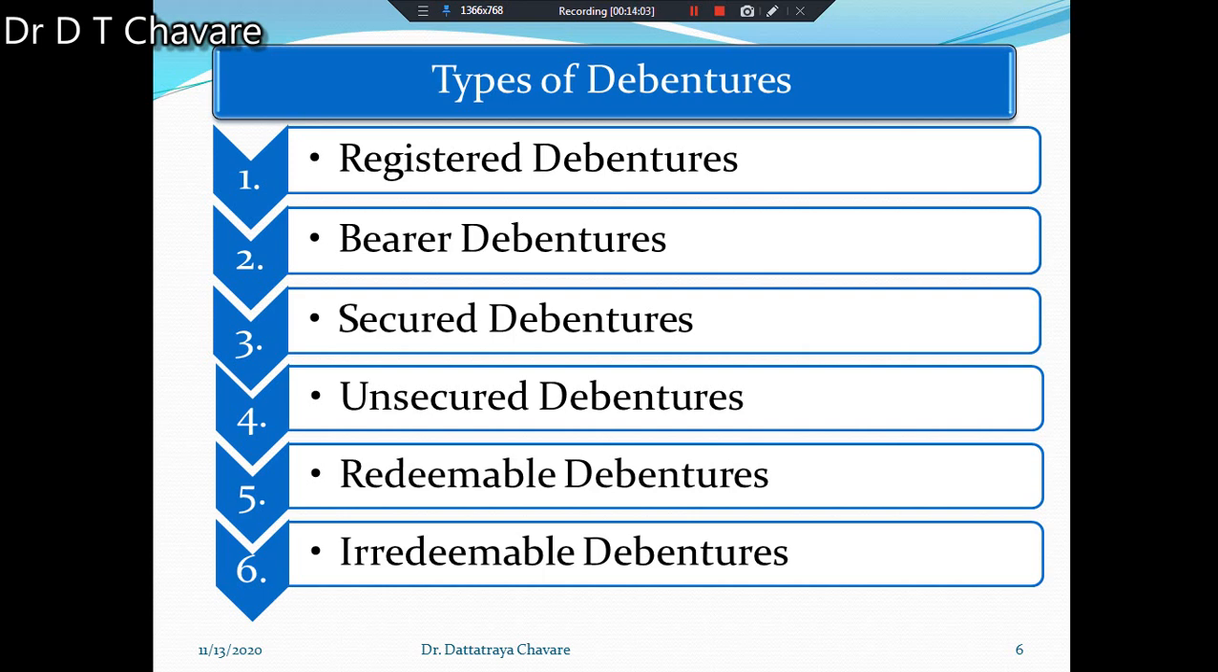They are made in the name of a particular person. Such debentures are made in the name of a particular person who is registered by the company. These debentures are recorded in the register of the debenture holders. Only those debenture holders whose names appear in the register are entitled to get the interest and repayment of the principal. They can be transferred only as per the provision of the Articles of Association. And this is the first type of debenture. What is it? Registered debenture.